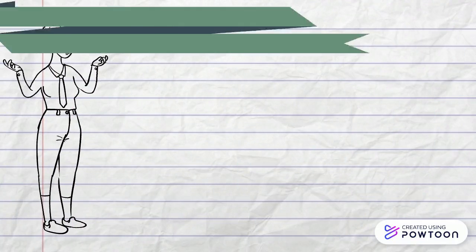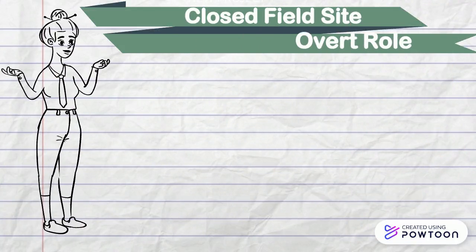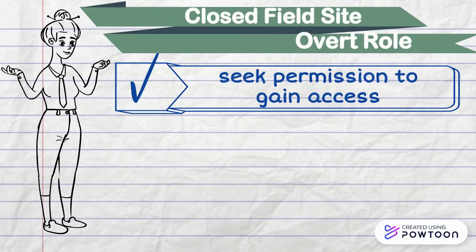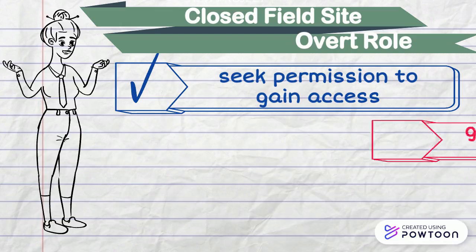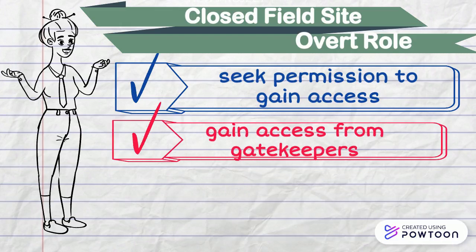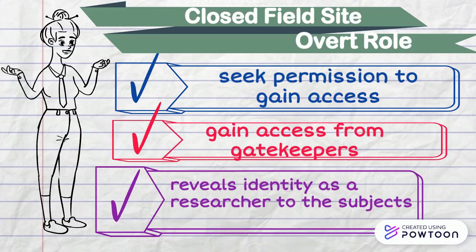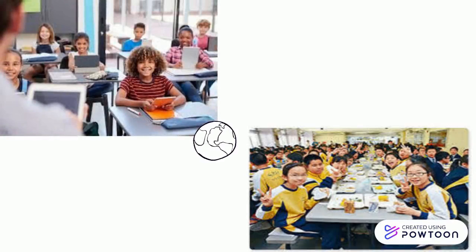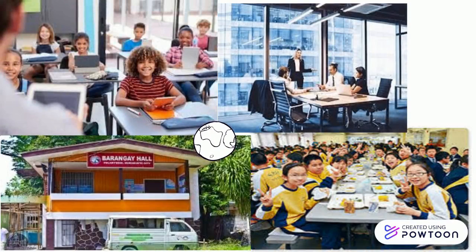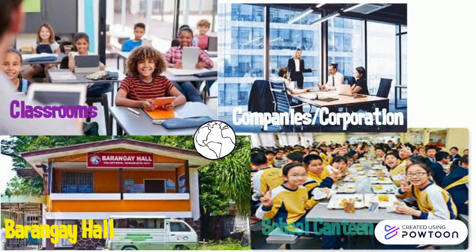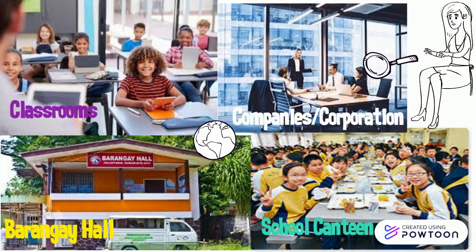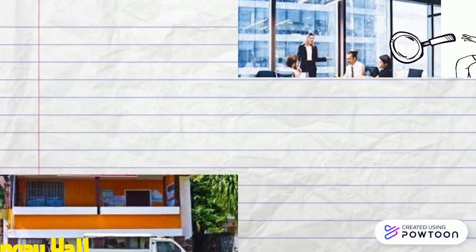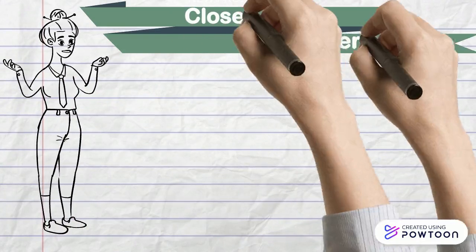So the third role is closed field site and overt role. The ethnographer seeks permission to gain access on a closed field site and gain access from gatekeepers and reveals identity as a researcher to the subjects. An example of a closed field site having to ask permission are in classrooms, school canteens, barangay hall, companies, and corporations. The study is done overtly as the subjects know that the researchers are present but they do not interact with each other. The last role is closed field site and covert role.